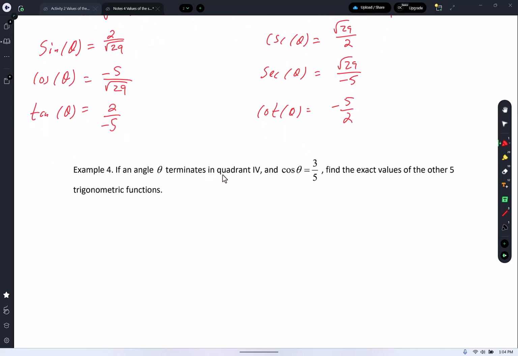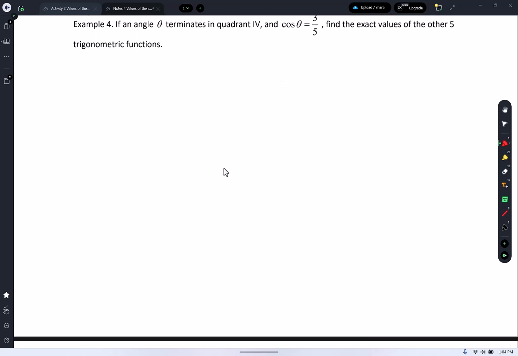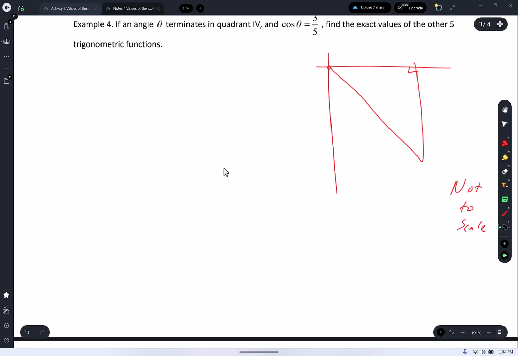If an angle theta terminates in quadrant 4 and cosine is 3/5, find the exact values of the other 5 trig functions. Okay, you're in quadrant 4, so I'm going to exaggerate quadrant 4. Always start from the origin, and it's always perpendicular to the x-axis. I'm going to write not to scale. This is the angle that we're actually looking at, but we're going to use this one to help us out.